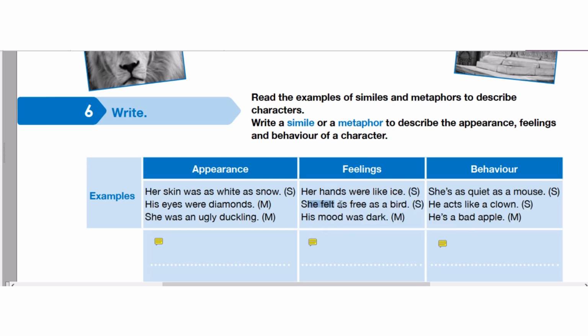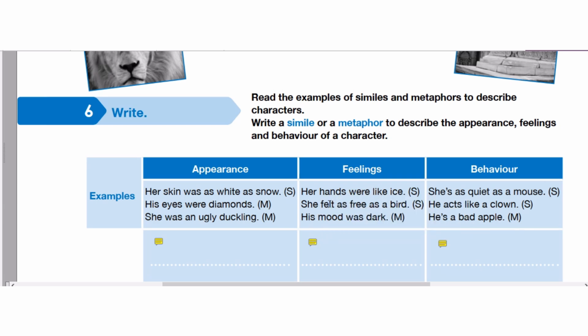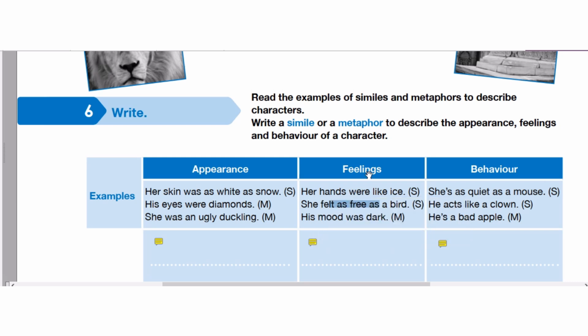She felt as free as a bird. This is simile also. It means what? She had nothing to worry about at that time. His mood was dark. He was in a bad mood.